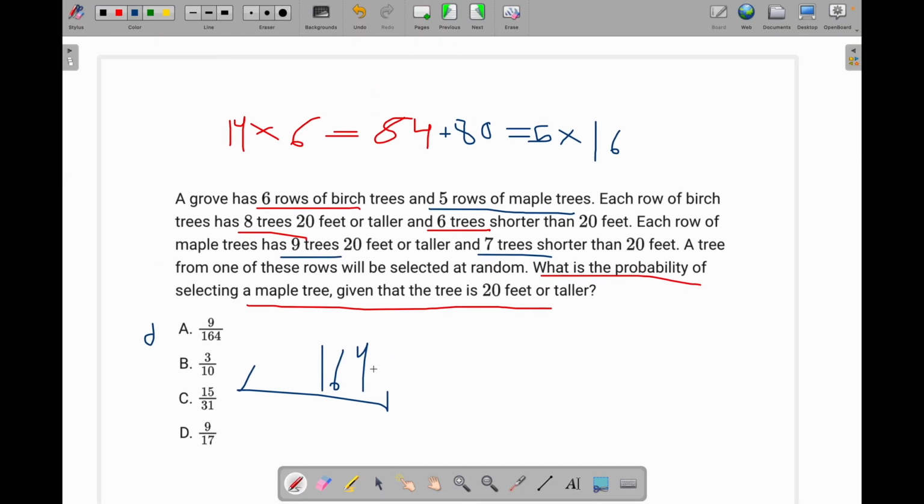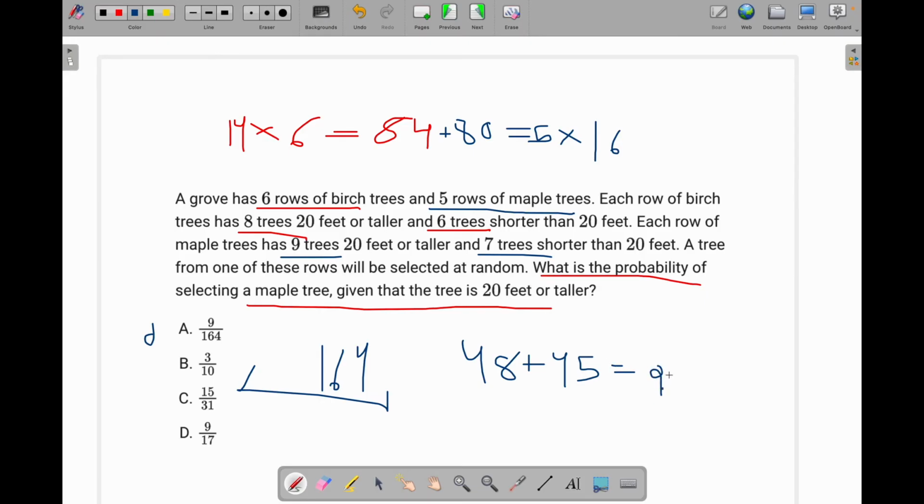We see out of the 6 rows of birch trees, 8 of them are 20 feet or taller. So 6 times 8 is just going to be 48. Then we also have to add which ones are taller from the 5 rows of maple, which would be 5 times 9, which is just 45. So you add 48 plus 45, that's just 93, meaning 93 of the trees are 20 feet or taller.